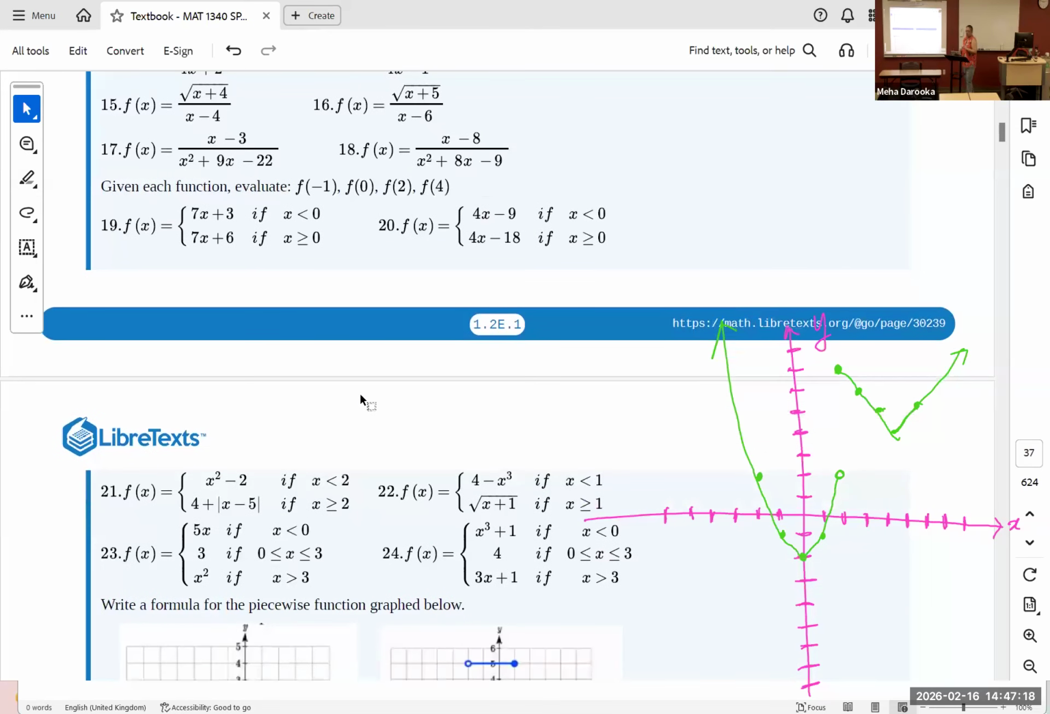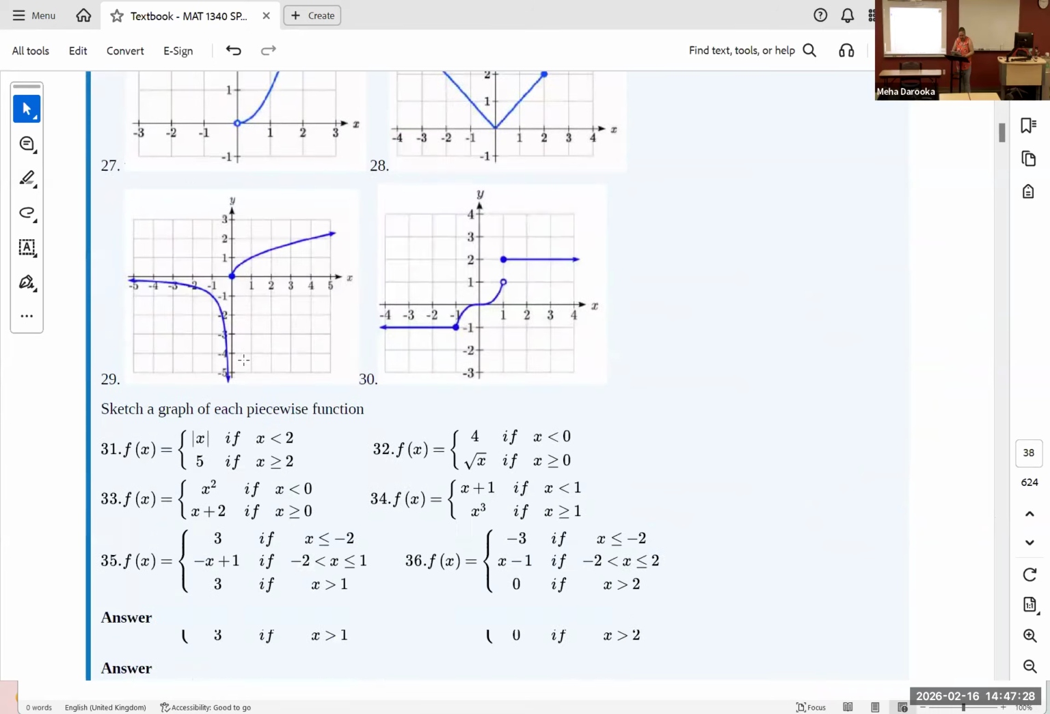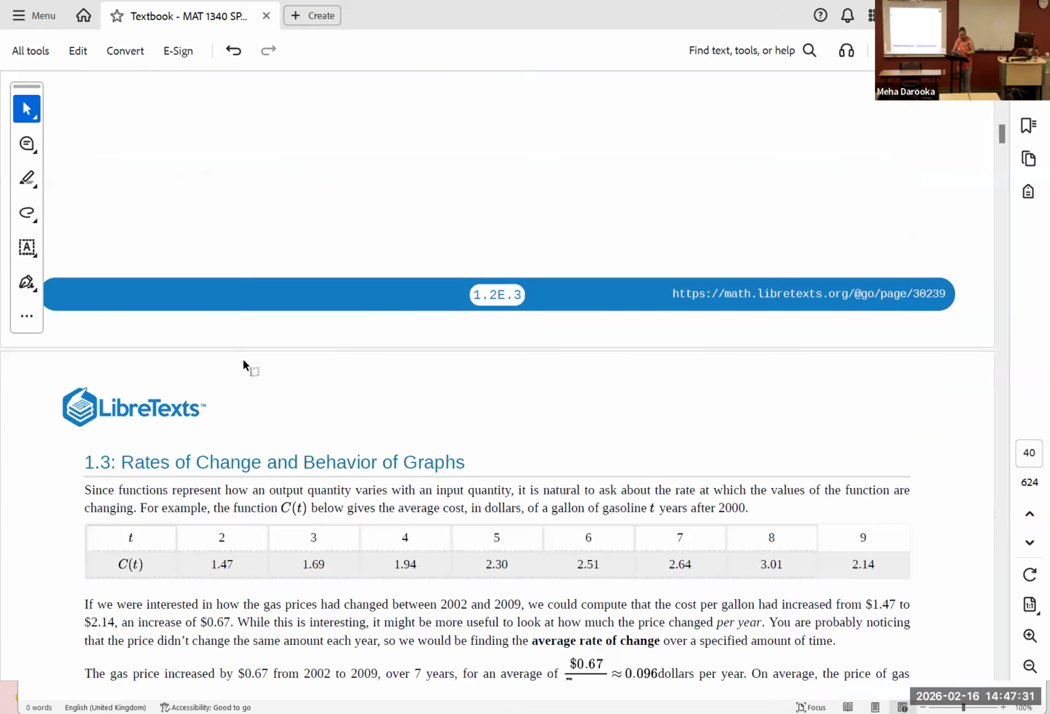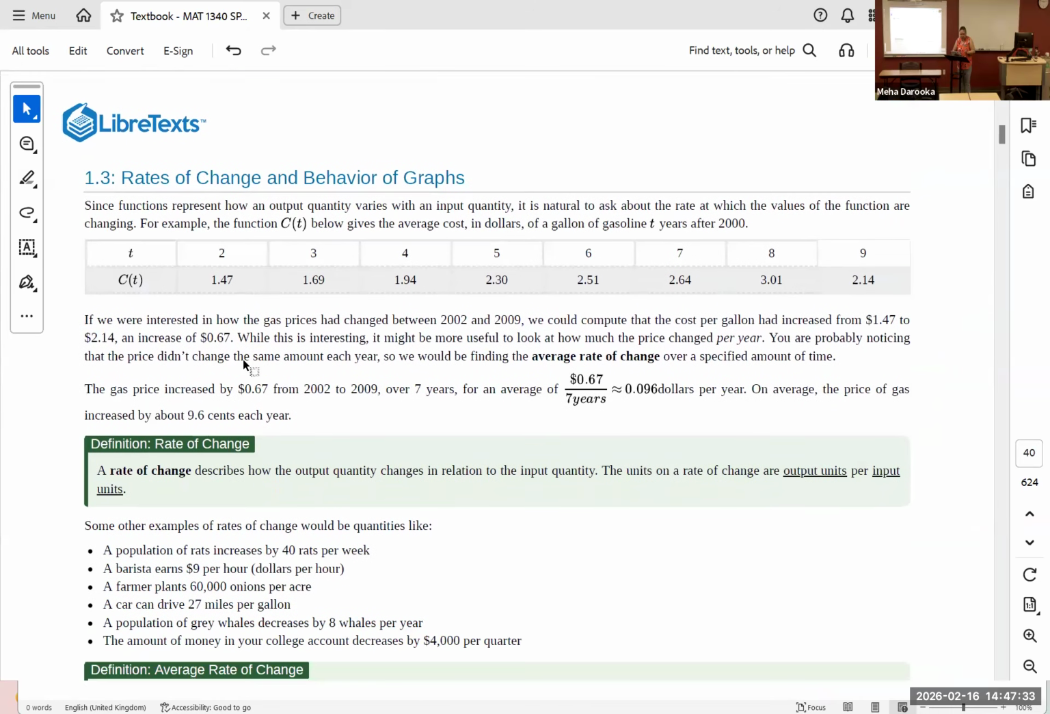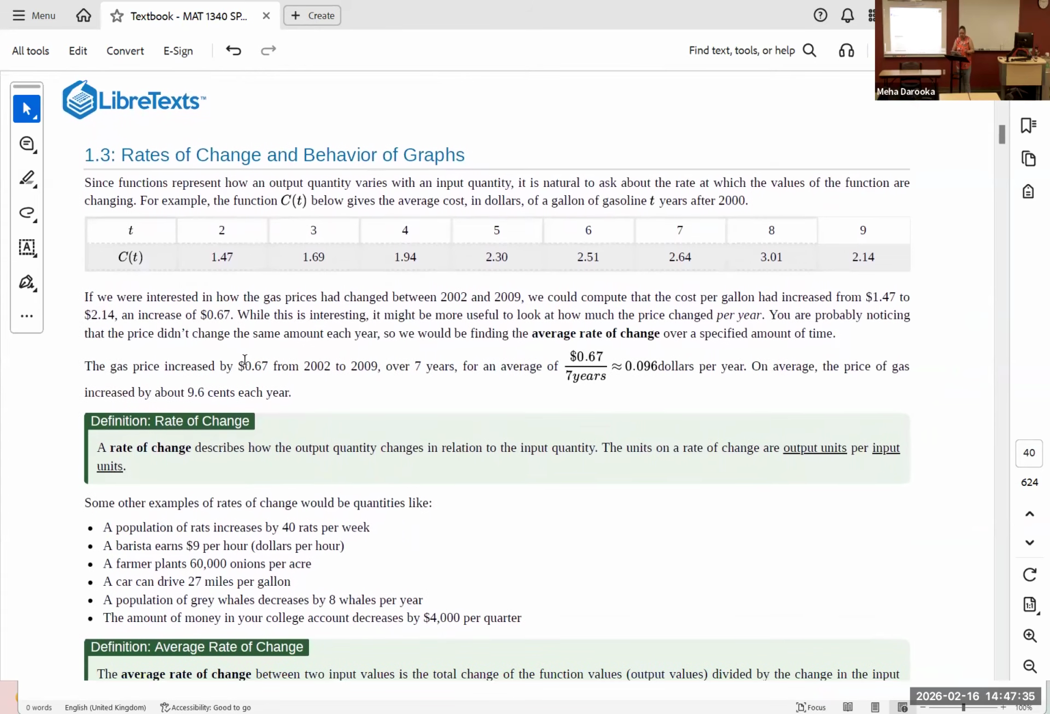All right, questions for piecewise functions here, guys? Okay. If you do not have any questions, that actually wraps up section 1.2 for us.